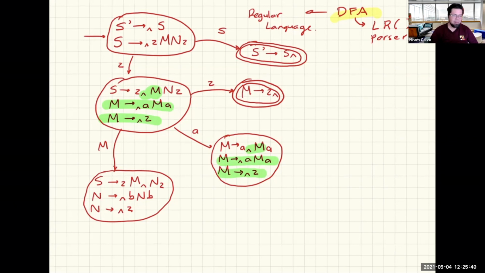If we move through an M, then we will have M, A, M, A. That's it. And there are no more rules to expand, so we can close this state. This is not a final form of the rule, so this does not need to be an accept state. Okay, so this was for M. What happens with an A?